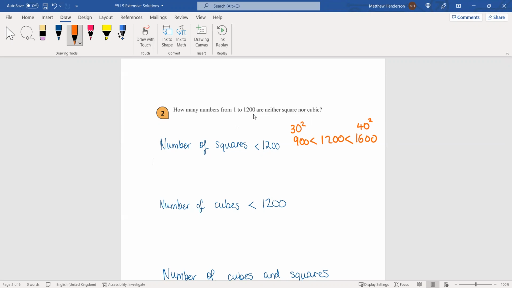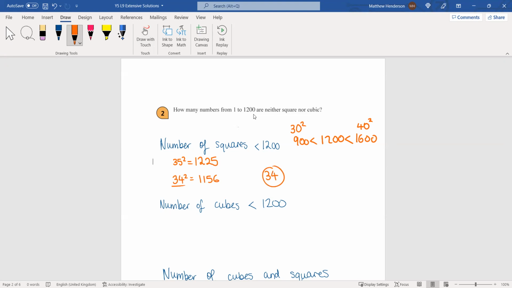So I'm going to estimate and see if there are 35 square numbers, which gives me 1,225, which is too big. So let's check 34 squared and see if we can have 34 square numbers less than 1,200. And this gives me 1,156. So that tells us that there are 34 square numbers in the interval that we want.